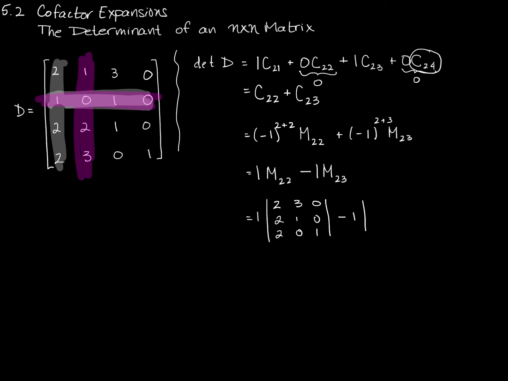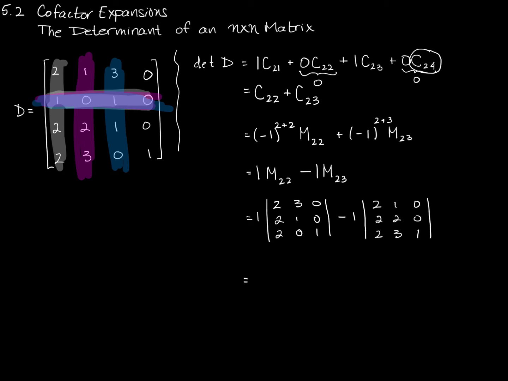Now this time I'm going to cross out row 2. Use a different color. Row 2 and column 3. So anything that's not highlighted in blue now gets put into my matrix so I can determine its determinant. I get 2, 1, 0, 2, 2, 0, and 2, 3, 1. Okay.